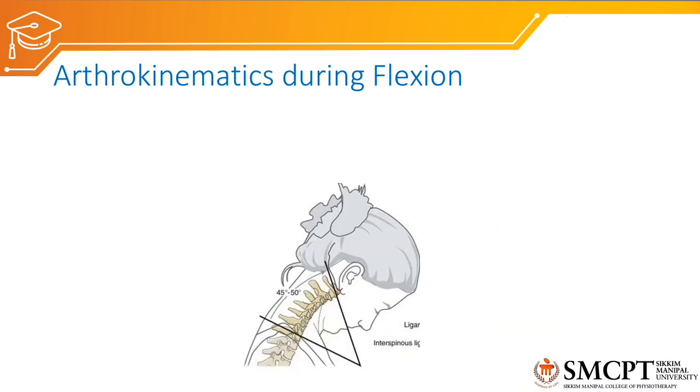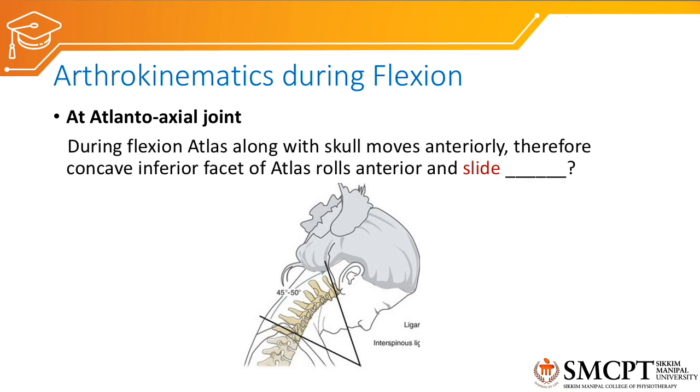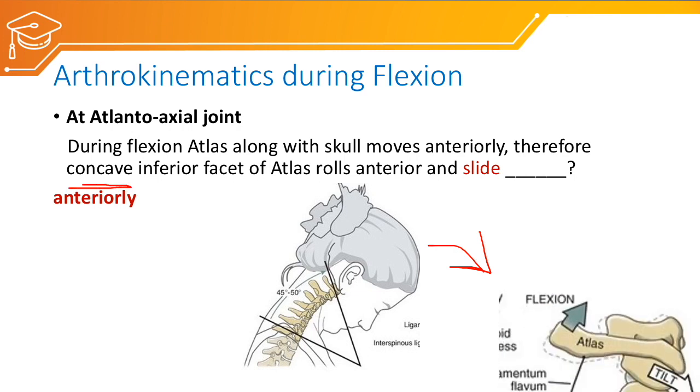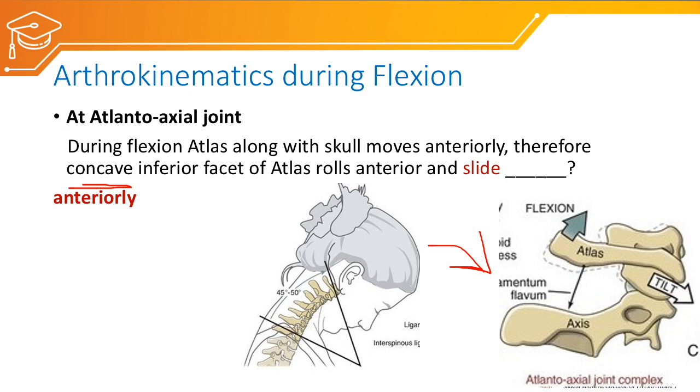Now arthrokinematics during flexion at the atlanto-axial joint. During flexion, the atlas along with the skull moves anteriorly. Therefore, the concave inferior facet of the atlas rolls anteriorly and slides anteriorly because concave is moving on convex. You can see in this diagram, for flexion, the atlas along with the skull has to move anteriorly. Therefore, concave moving on convex gives us the slide towards the anterior direction.